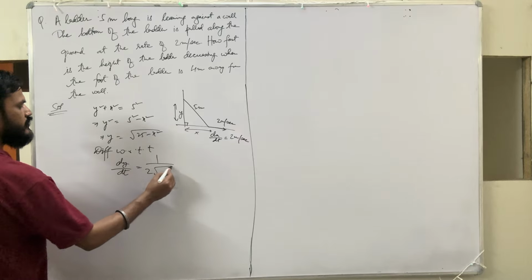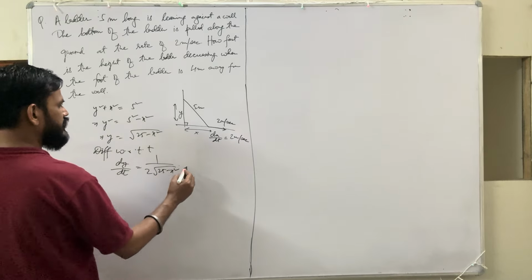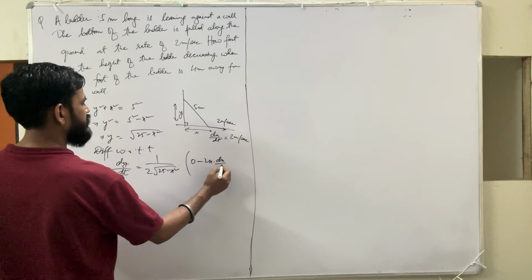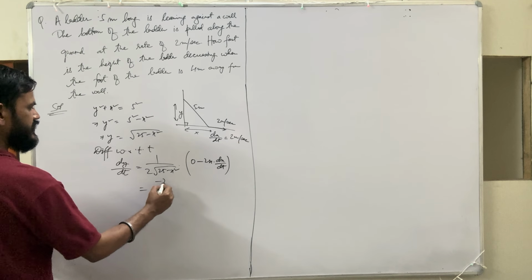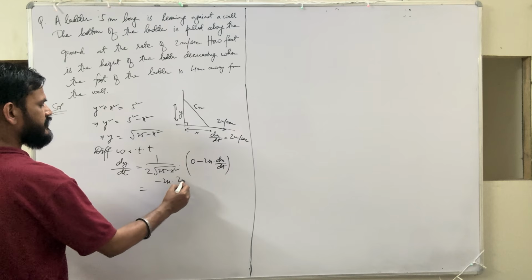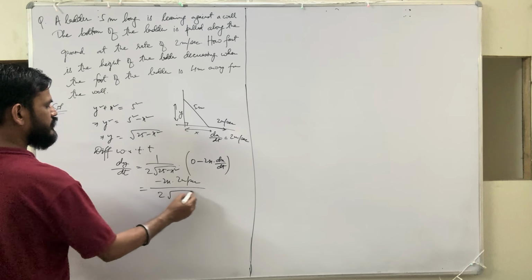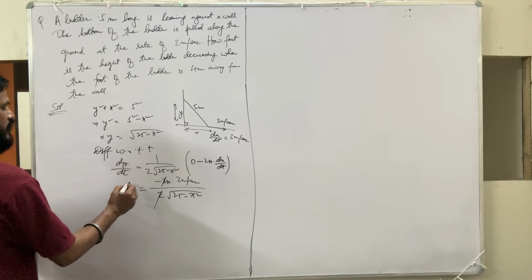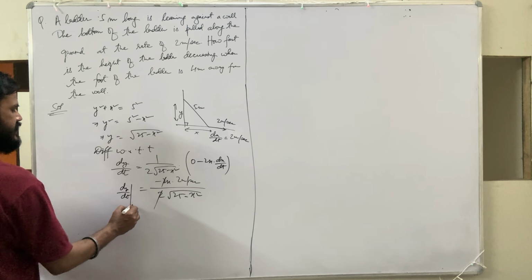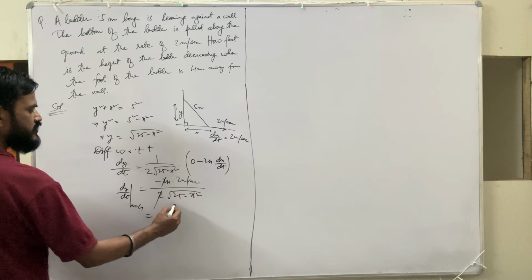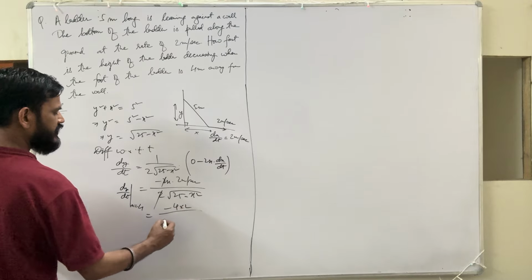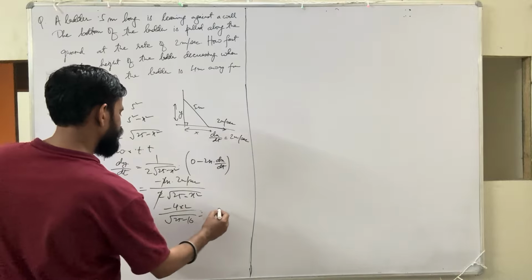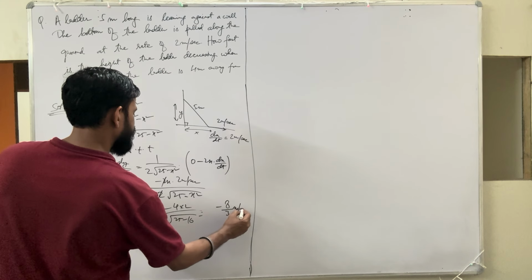is 1 by 2 root 25 minus x square, and then we differentiate this, we get 0 minus 2x and then dx by dt. So it is minus 2x, dx by dt is 2 meter per second, and then we have root 25 minus x square. This 2 gets cancelled. We need to find out dy by dt when x is 4. So put x equal to 4, so 4 into 2 divided by square root of 25 minus 16. 25 minus 16 gives you 9, that is 3, so it is minus 8 by 3 meter per second.